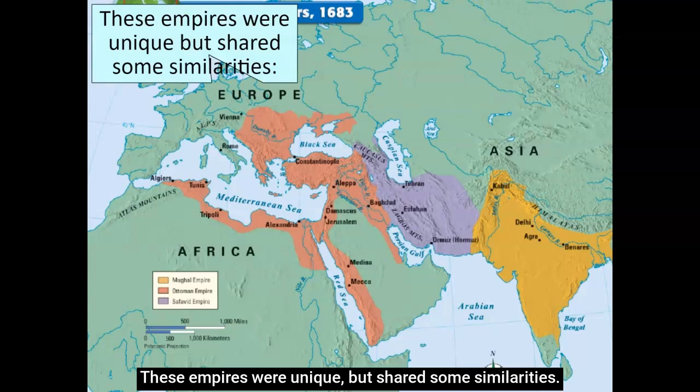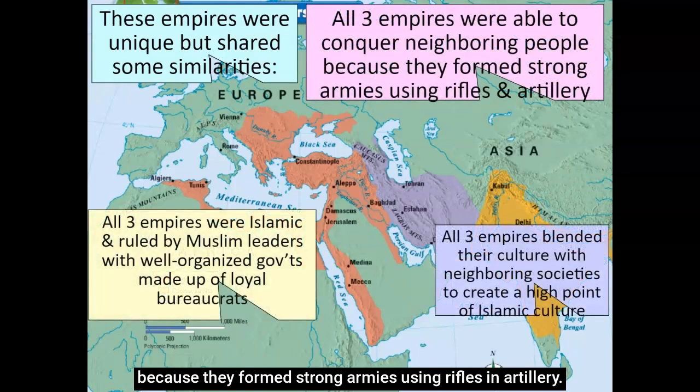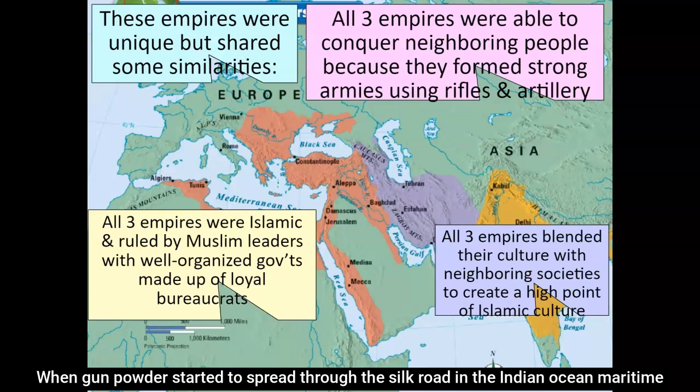These empires were unique but shared some similarities. All three were able to conquer neighboring people because they formed strong armies using rifles and artillery, hence the name gunpowder empires. When gunpowder started to spread through the Silk Road and the Indian Ocean maritime trade routes, people's armies began to grow because they had use of this new technology.